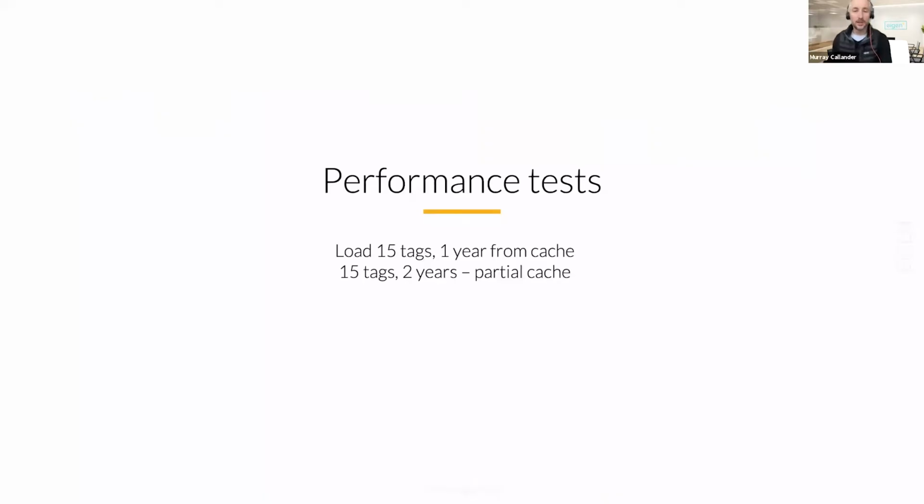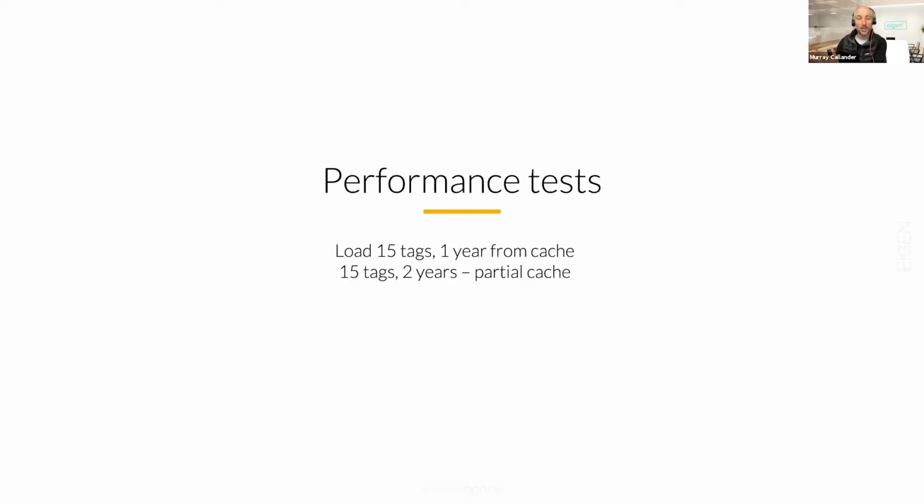So we've got a little demo here of some performance examples. What I'm going to show you is a trend where we're going to load 15 tags and then reload them from the cache, just as a benchmark. So you can see how fast it is if we load a trend direct from cache, which is the fastest possible way that you can get something. Then we'll compare with getting a year's worth of data from the source by extending the time range to 2 years, so that the earlier year has to go back to the source.